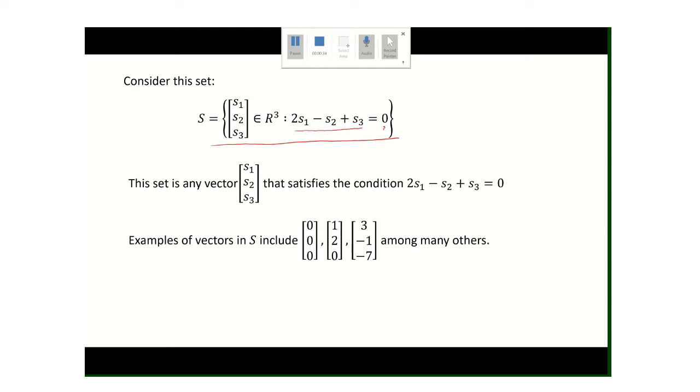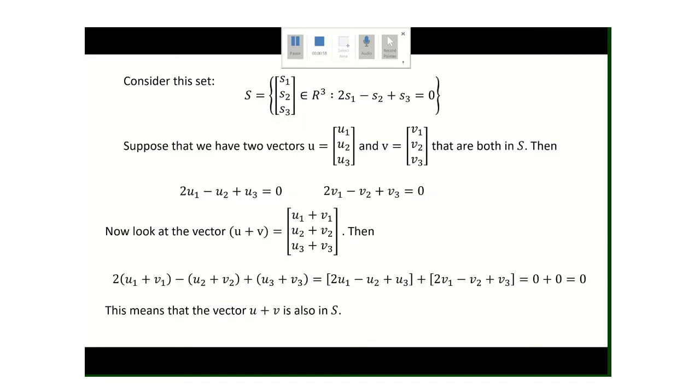So, for example, the 0 vector, that satisfies it. The vector 1, 2, 0. You plug those numbers in, it equals 0. So that vector is in the set. 3, minus 1, minus 7. That vector is in the set. Okay, so those are examples. I'm looking at all of the vectors that satisfy this condition.